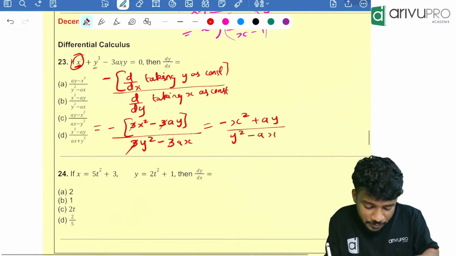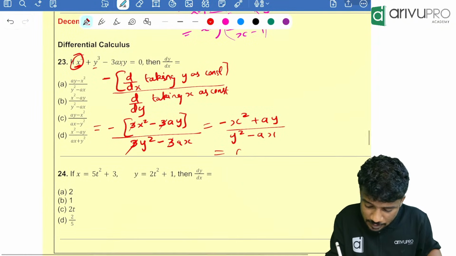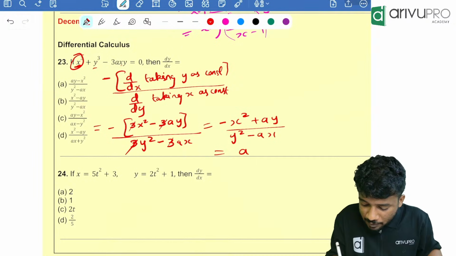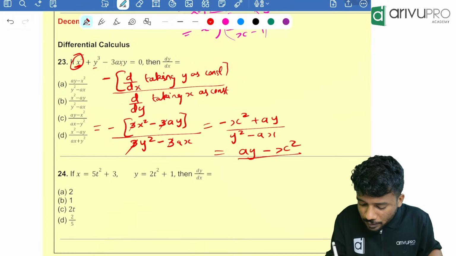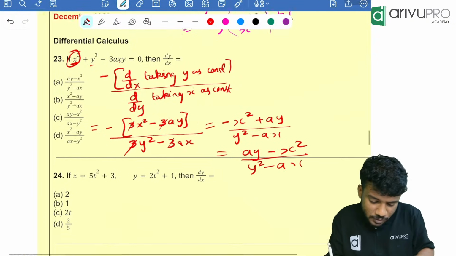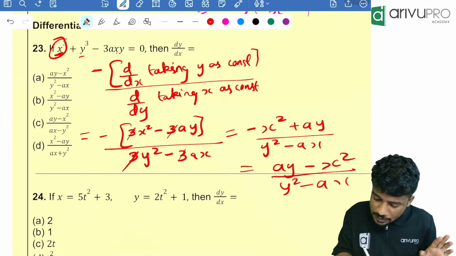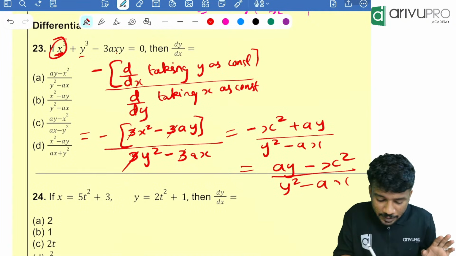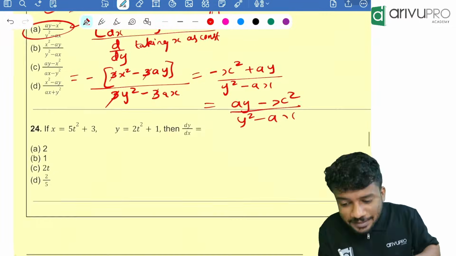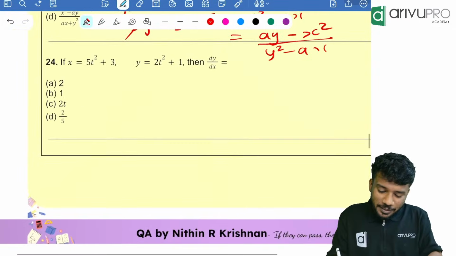Looking at that, which option is the right answer? Or you can write it as ay minus x square divided by y square minus ax. Which option is the answer? Ay minus x square divided by y square minus ax. Option A is your answer. Direct question. Next one.